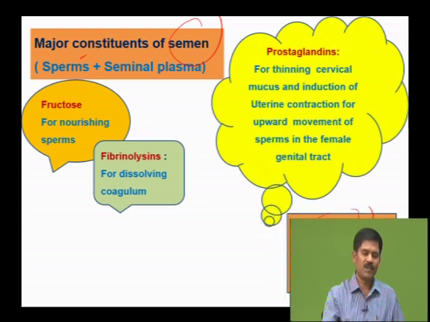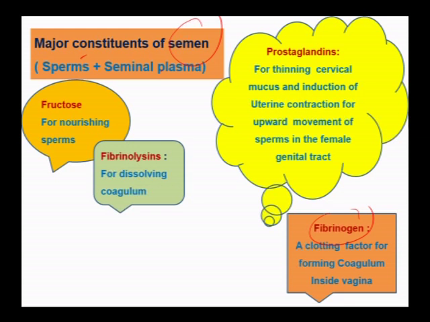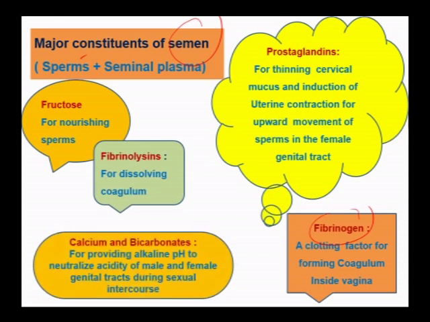A very important aspect of seminal plasma is the presence of prostaglandins. Prostaglandins are required for thinning of cervical mucus and induction of uterine contractions for upward movement of sperms in the female genital tract. It is also composed of calcium and bicarbonate ions for providing alkaline pH to neutralize the acidity of the male and female genital tracts during sexual intercourse. So these are the components or constituents of semen, which includes sperms and seminal plasma.